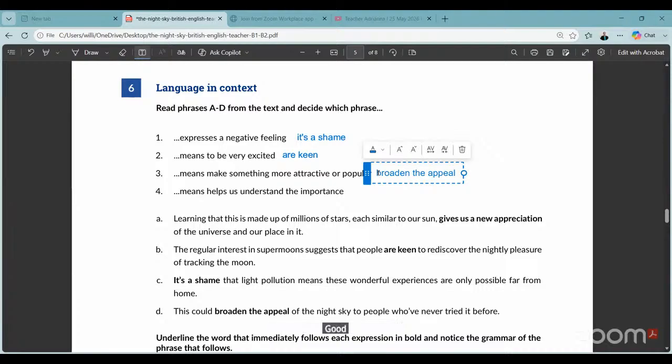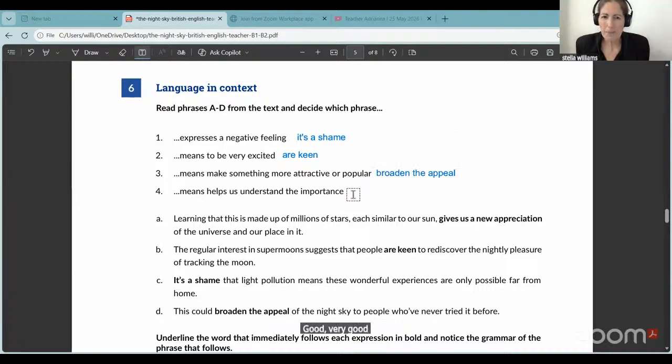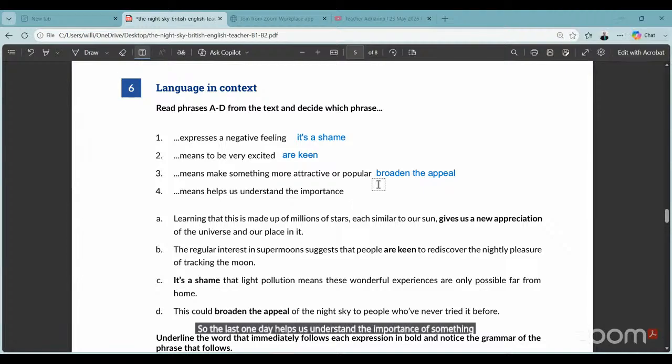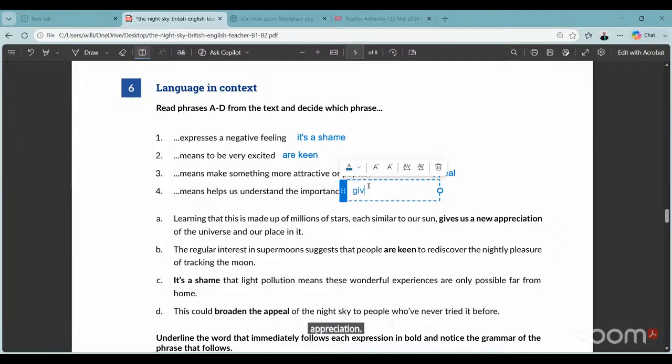Good, very good. Okay, so the last one there helps us understand the importance of something. Gives us a new appreciation. Good, good.